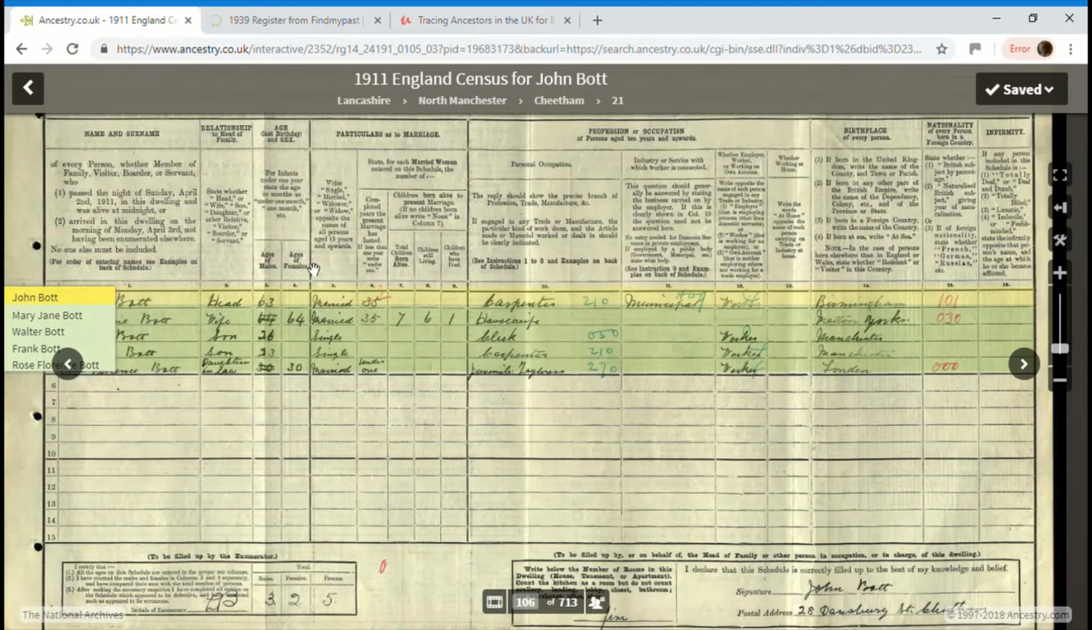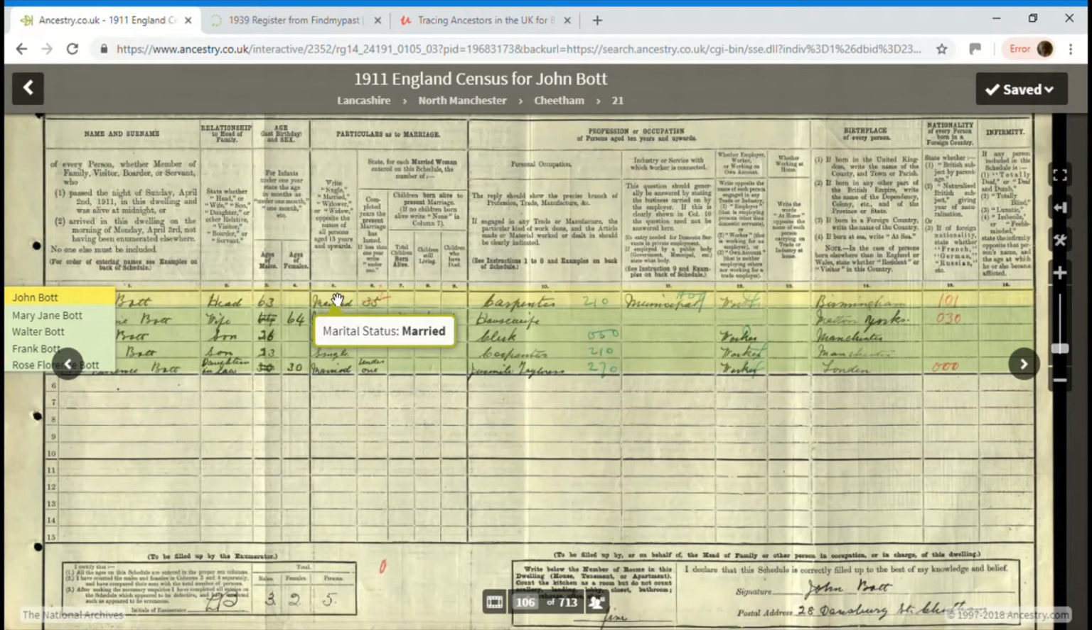Age and sex, the age is split up into male and female. That is the same on every census. So as we can see here, John is 63. Now that gives us an approximate date of birth. So if we use a calculator, I really recommend that you have a calculator to hand when you're tracing ancestry, because you will find yourself doing lots of sums, and if you get fed up of doing these in your head, then a calculator is very useful. That gives an approximate birth date of 1864.